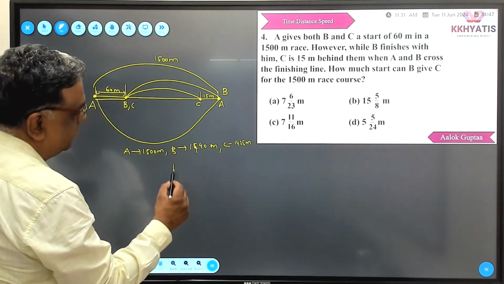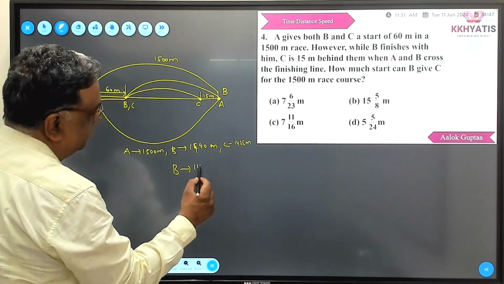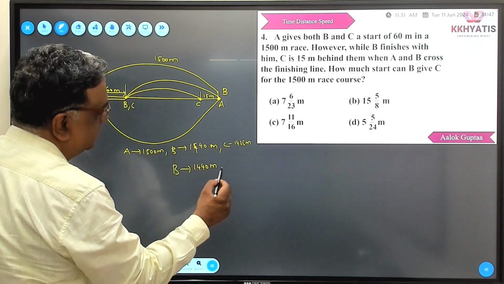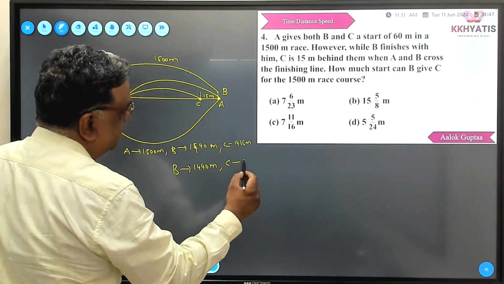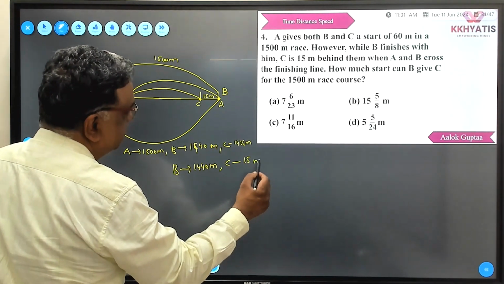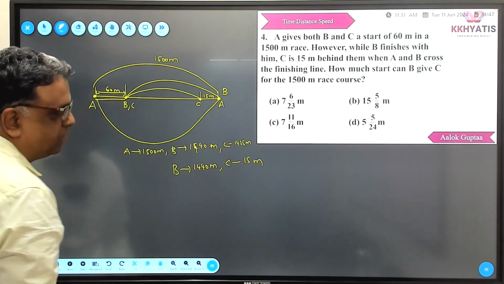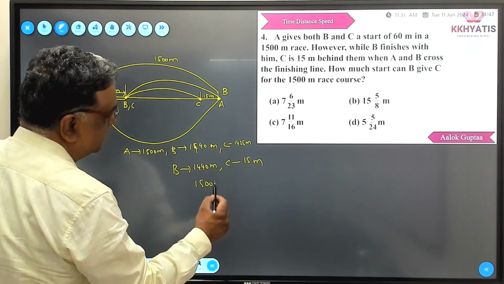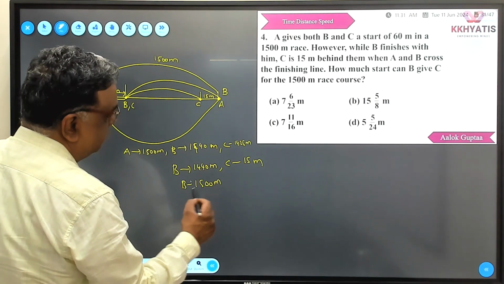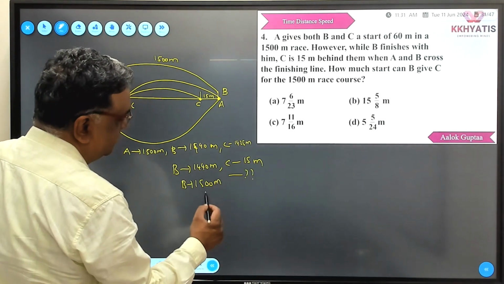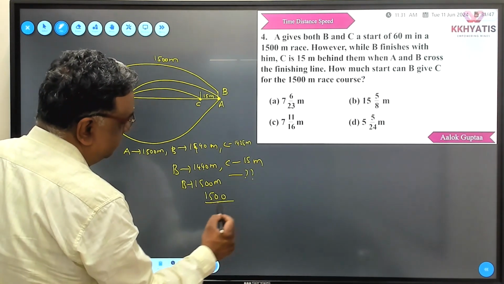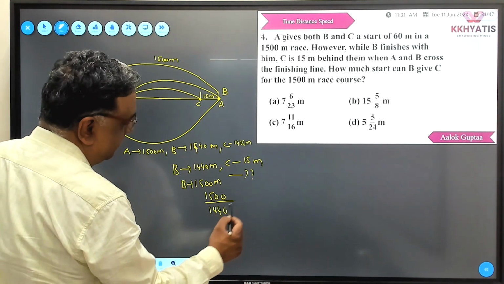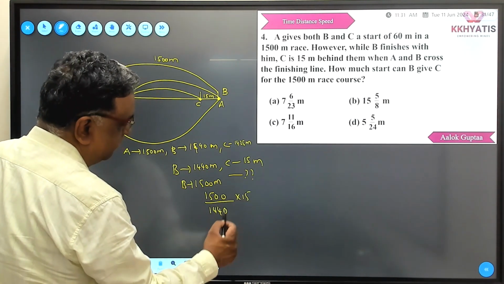Which means B for every 1440 meters beats C by 15 meters, because 1440 minus 1425, which means for a race of 1500 meters, B will beat C by how much? So 1500 upon 1440 into 15.